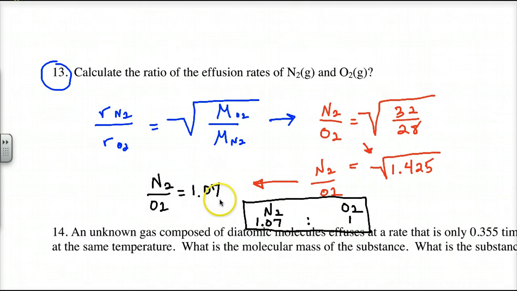But more importantly, what does that mean? N2 is 1.07 to 1. N2 escapes an opening or diffuses and mixes through a room faster than O2 by 1.07 times. Pretty close, but it does escape and move faster because it's a little bit lighter than oxygen, and that's what the law is based upon.